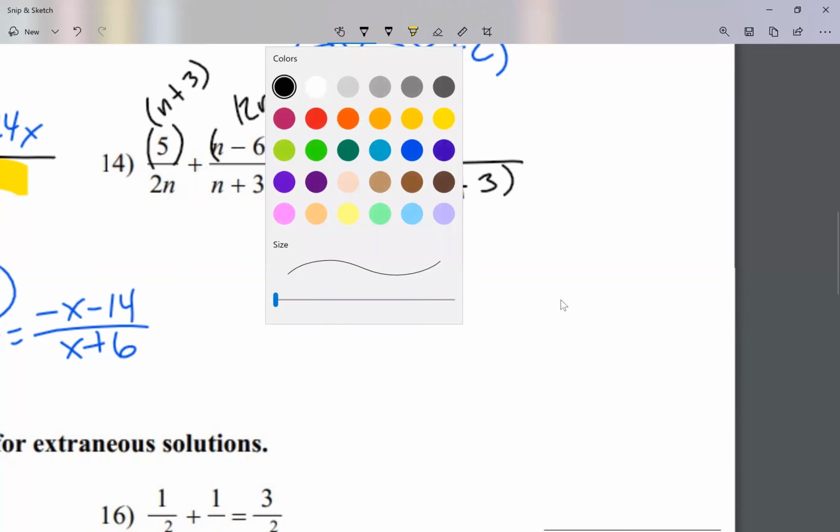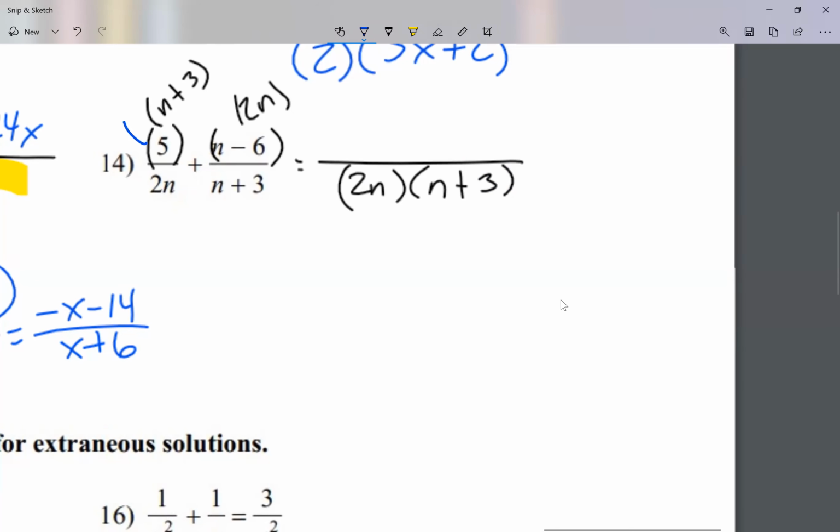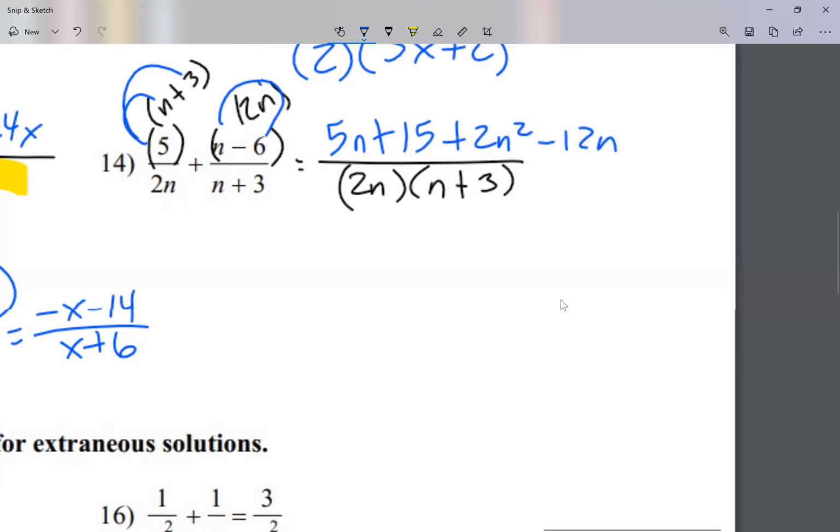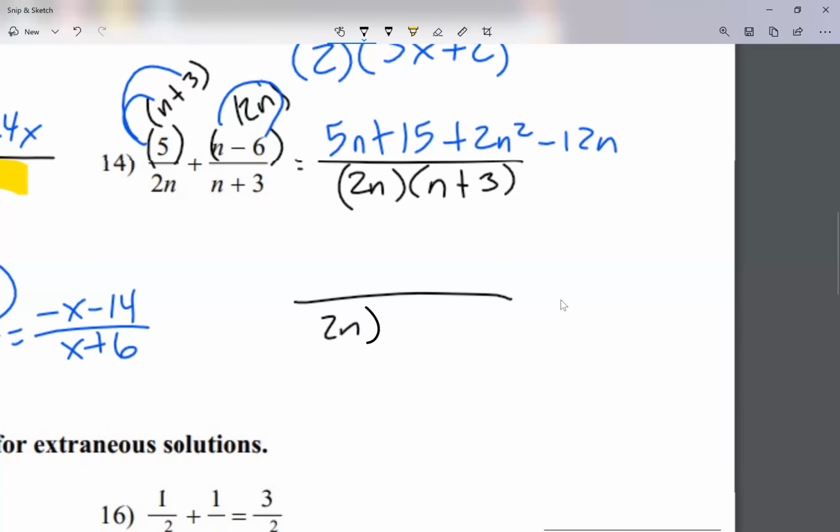Now let me multiply things out. On the first fraction, let me multiply the 5 to the second parentheses. So that's going to give me 5n plus 15. On the second fraction, let me distribute the 2n to both terms of the second parentheses, and that's going to give me plus 2n squared minus 12n. Okay, so my common denominator is 2n and n plus 3. Don't worry about multiplying everything out. Leave it in factor form. So leave it in parentheses.